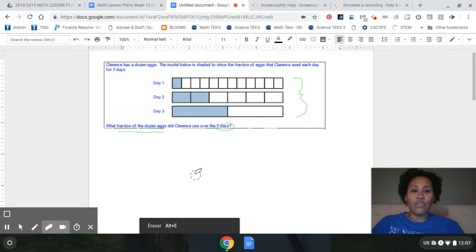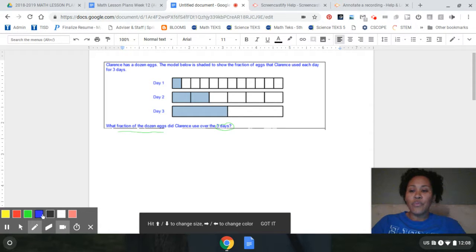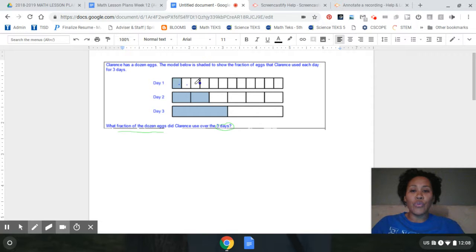Let me erase this little picture here. Okay, so day 1, we have 1 out of how many? Well, let's make sure we count: 1, 2, 3, 4, 5, 6, 7, 8, 9, 10, 11, 12. We have 1 out of 12. That is our first fraction.